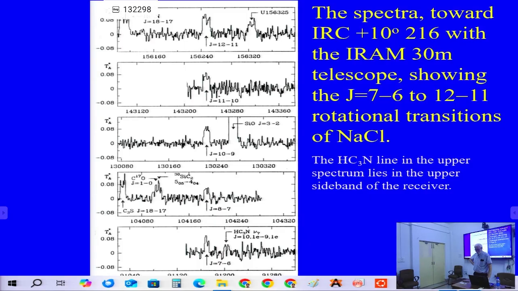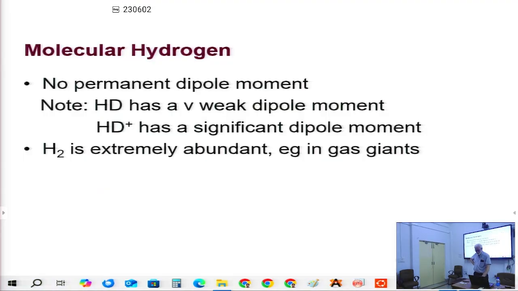So, you think you've done all of rotational spectra? Never forget hydrogen. Hydrogen has no permanent dipole moment. We've already said this many times. HD has a very weak dipole moment.